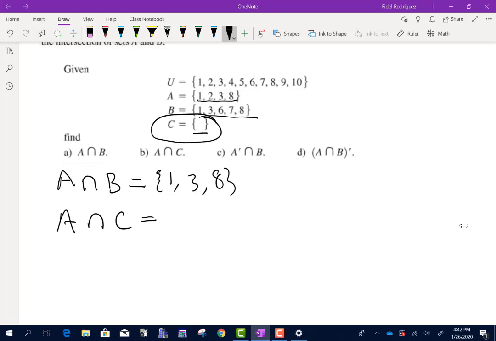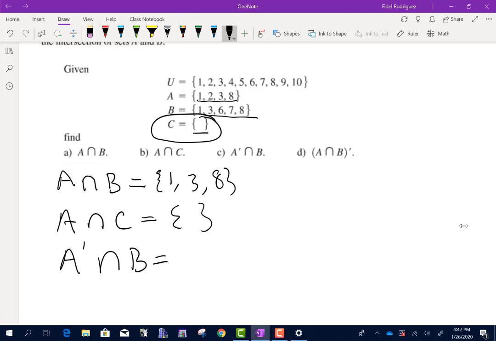Notice, guys, C is the empty set. There is nothing in common there. What are the elements that are common to both? There aren't any elements that are common to both. Okay? All right. Now, for the third one, we're going to find A complement intersection B.